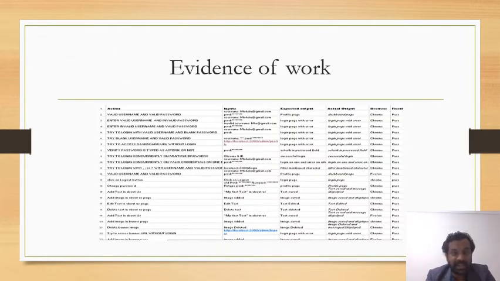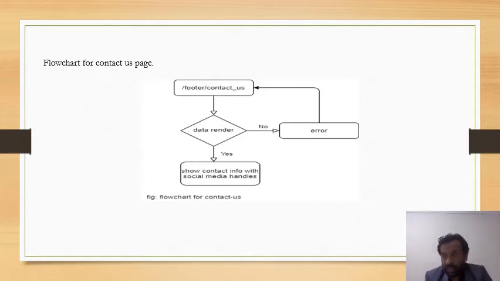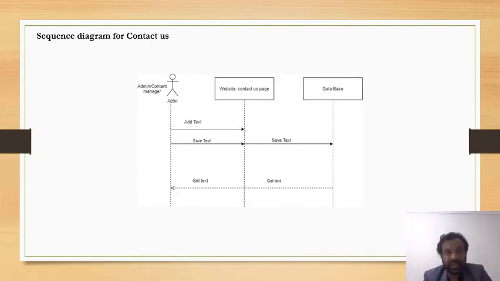These are the test cases that I have performed in Sprint 2 and shown as the evidence of the work. This is a picture of a flow chart to show how data will be shown in the contact us section. This is a sequence diagram of contact us. This sequence diagram demonstrates the procedure of adding text in the contact us page.